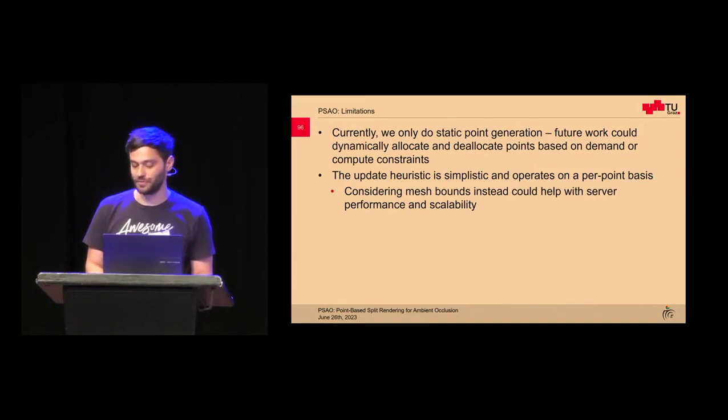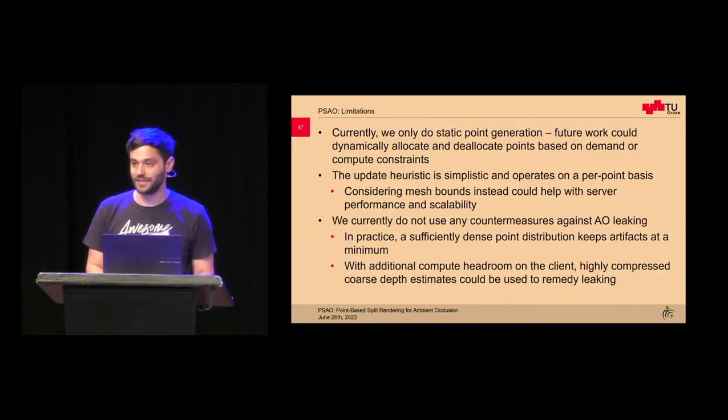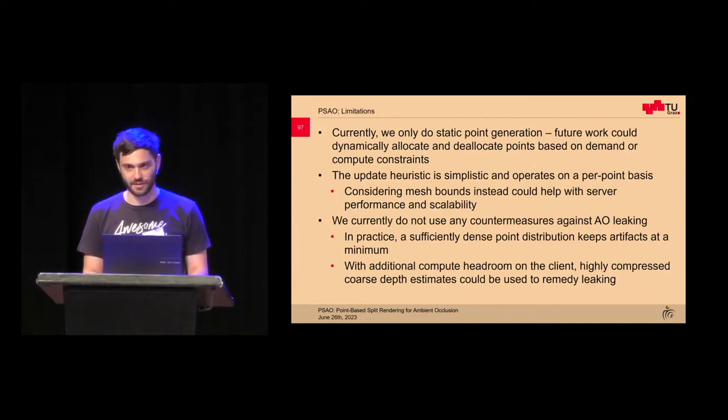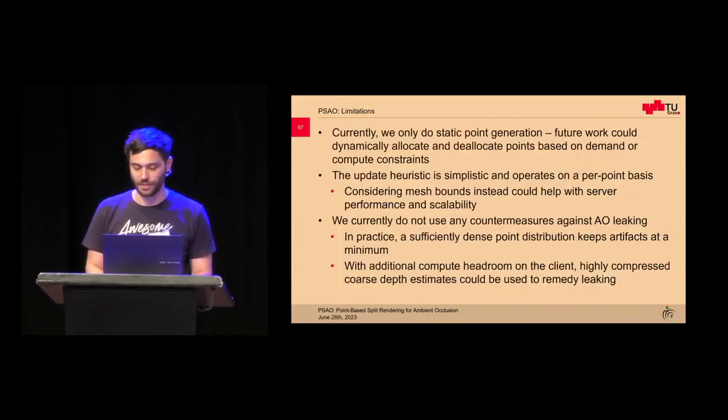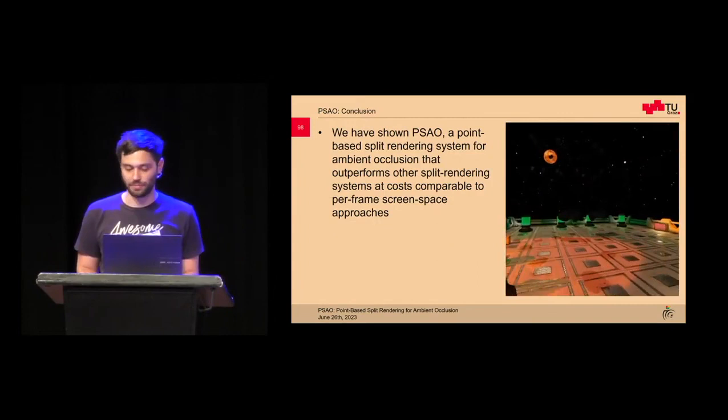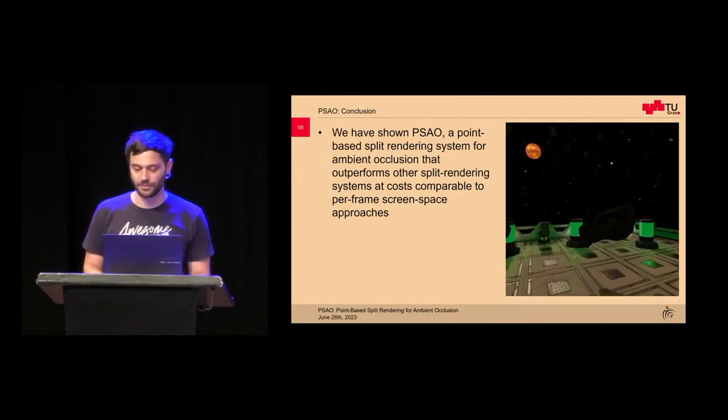And we currently also do not use any explicit countermeasures against AO leaking, which is a common artifact you see with point-based methods or server-based methods. So in practice, a sufficiently dense point distribution kept these artifacts at a minimum for us. But with additional compute headroom, you could use highly compressed coarse depth estimates to remedy leaking by doing simple depth tests. Now we've shown a point-based split rendering system for ambient occlusion that outperforms other split rendering systems at costs comparable to per-frame screen space approaches.